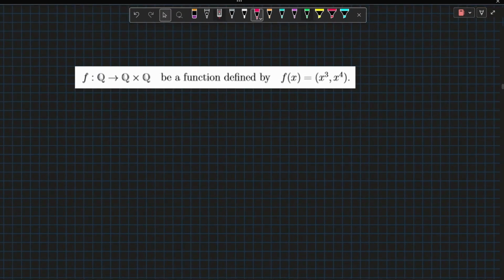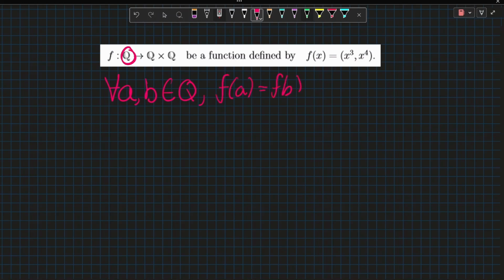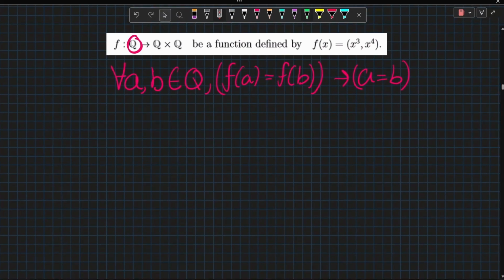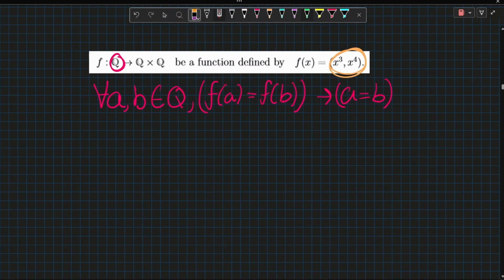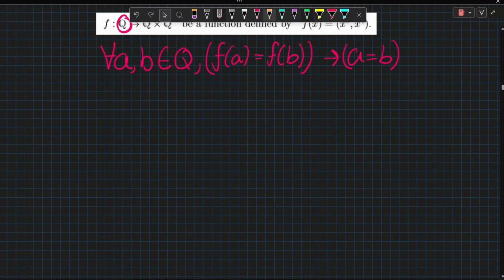So for us to prove that this function is injective, we rely on the exact definition once more. For all a, b elements of Q, our input space, if at any point we have f(a) equal to f(b), this implies that a is equal to b, so let's prove that. Now here, because we have two outputs, it's almost multivariable, but not really. Its output is just a pair of two values.